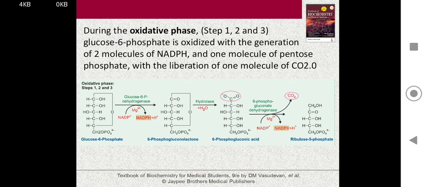Again it is oxidized with the help of 6-phosphogluconate dehydrogenase to produce ribulose 5-phosphate. Here a pentose, a 5 carbon unit sugar, is generated, that is ribulose 5-phosphate. Here also NADPH is generated and a carbon dioxide molecule is removed. So glucose is a 6 carbon unit, and ribulose is a 5 carbon unit.